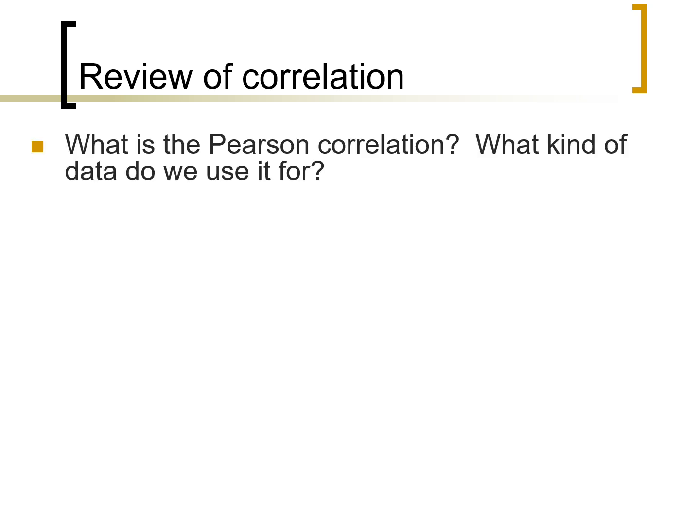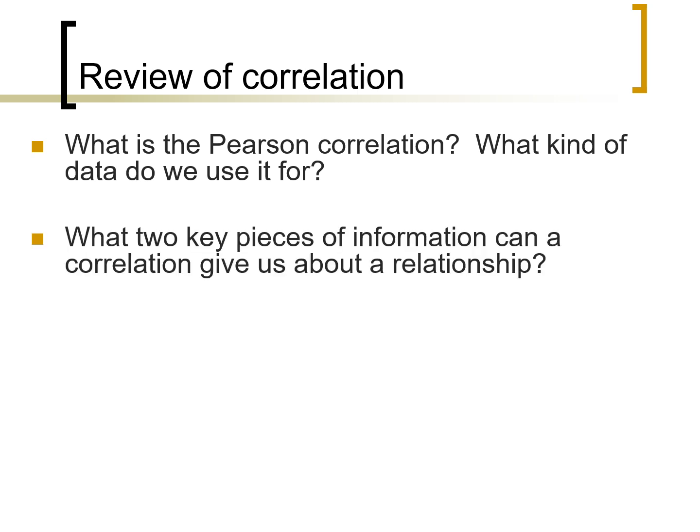Quick review of correlation. Pearson correlation is a linear relationship, generally used for two continuous variables. Also, a correlation tells us the direction of the relationship, either positive or negative, as well as the magnitude or the effect size of that relationship.